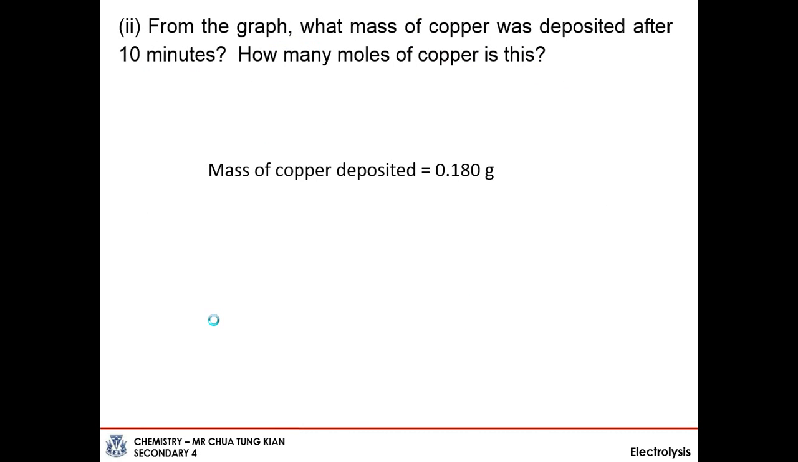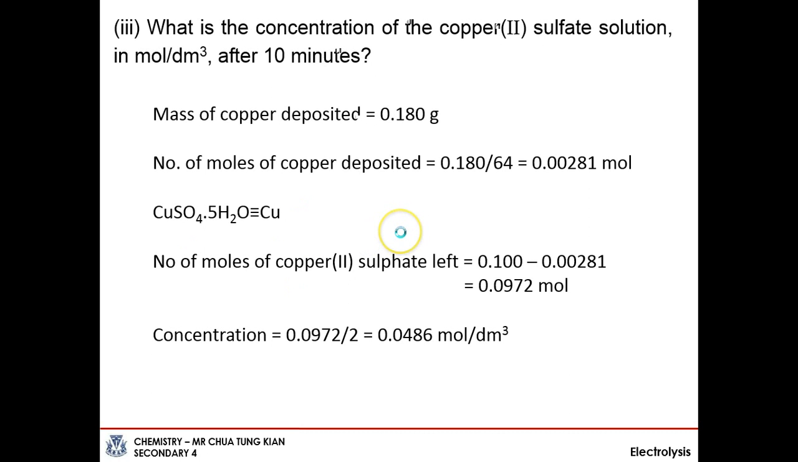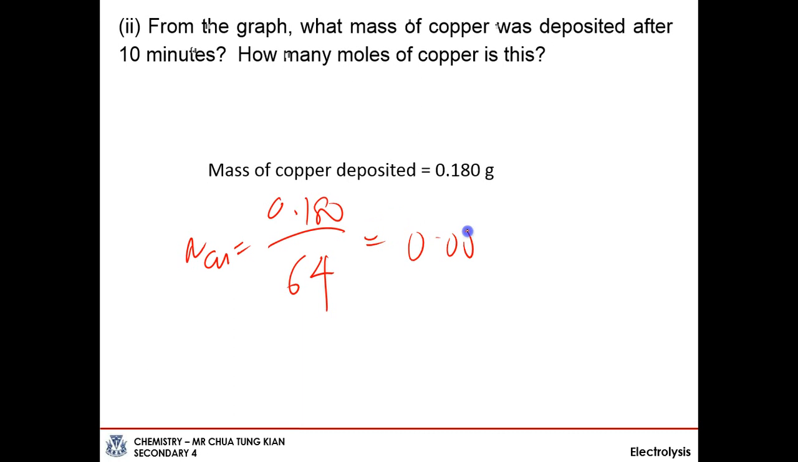So what is the number of moles of copper? It will be number of moles of copper equals 0.180 divided by 64. And if I'm not wrong, it gives you 0.00281 moles. Okay, so this value here will actually lead on to the next question. It is quite crucial that you get this value correct, 0.00281 moles.